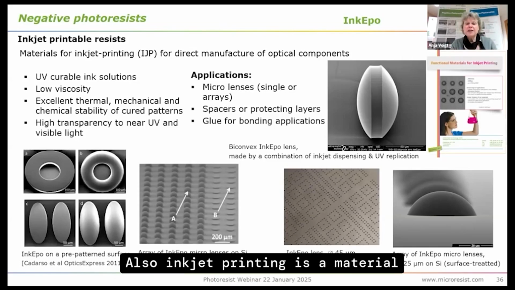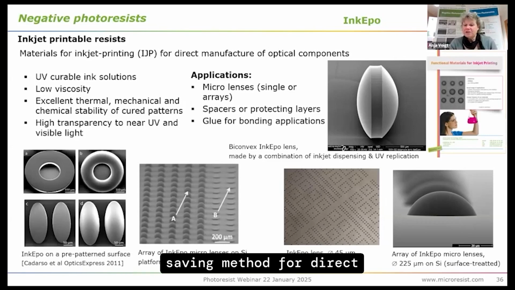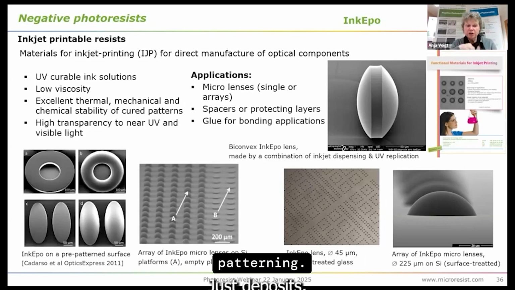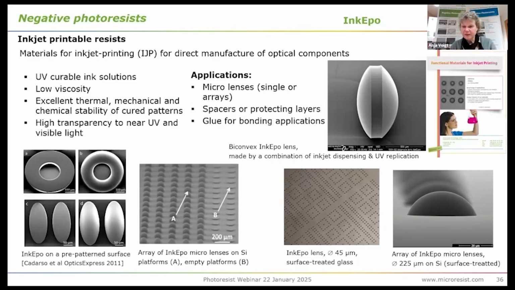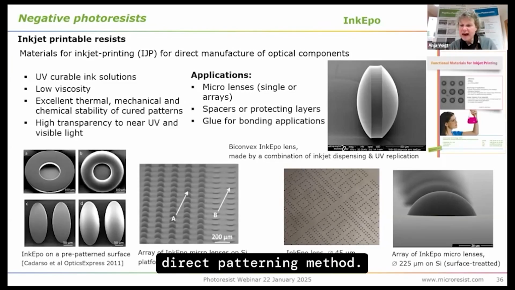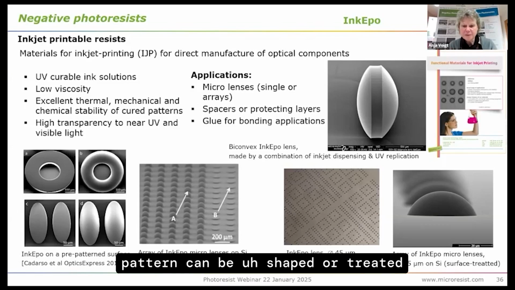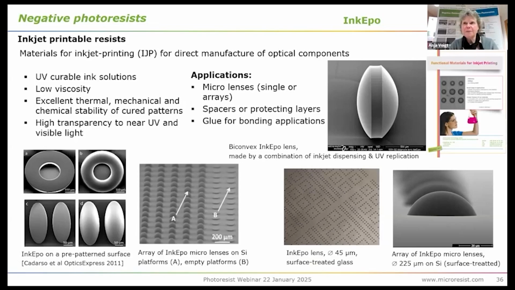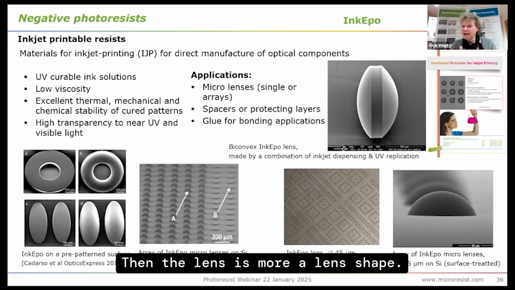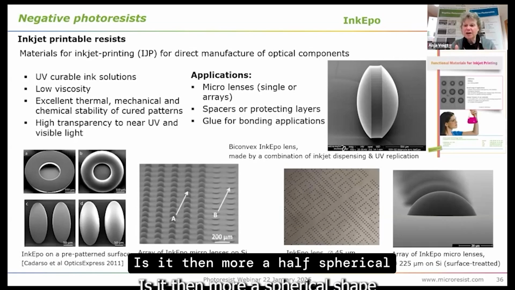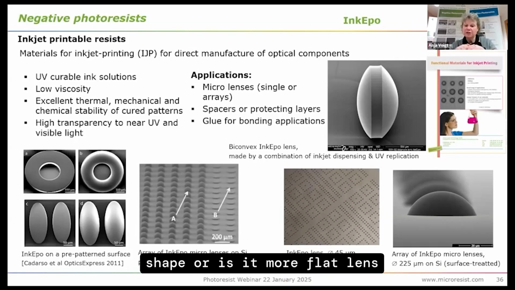It can be coated by several nozzles on the substrate to have a whole layer, or inkjet printing is a material saving method for direct patterning. Just deposit the ink where you want to have the pattern. Direct patterning method. And also the shape of the pattern can be controlled by applying surface treatment. Then the lens is more a lens shape. Is it then more a half spherical shape, or is it more a flat lens shape?